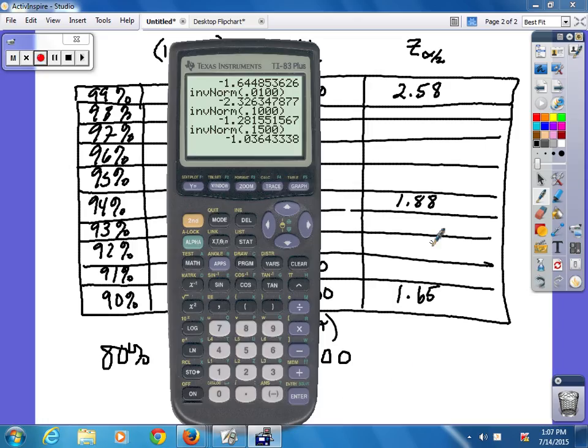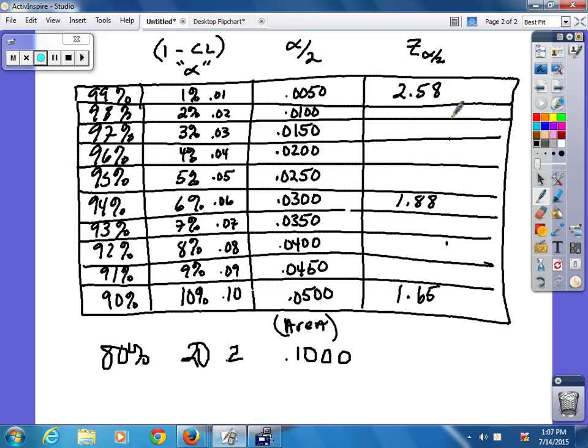But the reason I picked these top 10 is that's the ones that everybody uses. Okay, so let's move on. And that way you have your alpha over 2 and your z-score. This is what you put in the formula right here: z sub alpha over 2. So that's what you're going to be using in the formula.